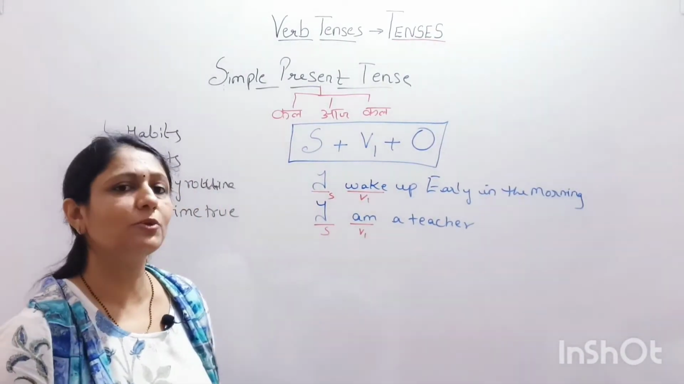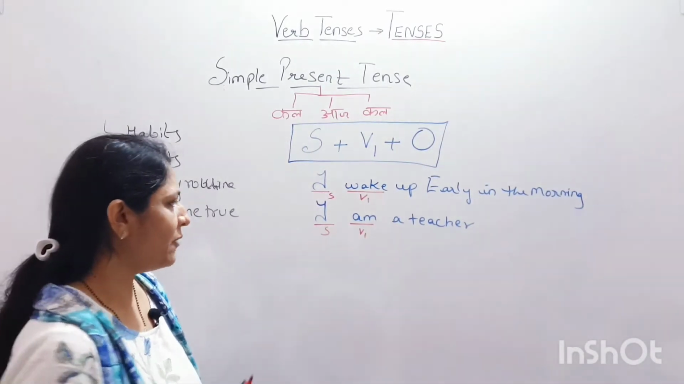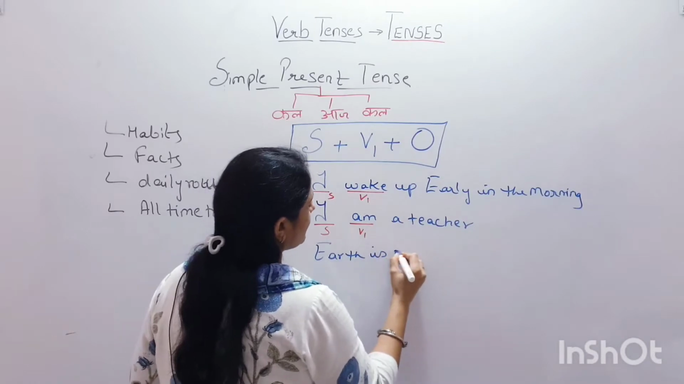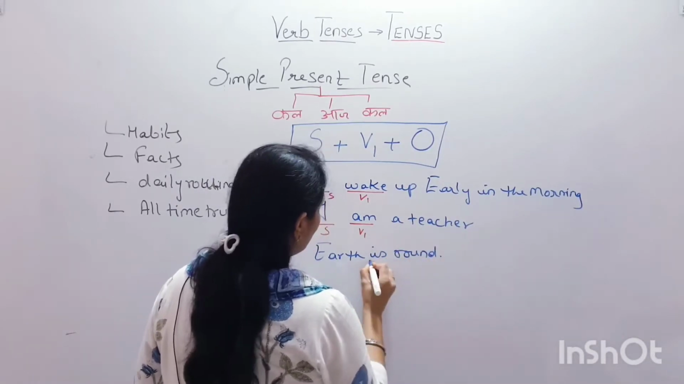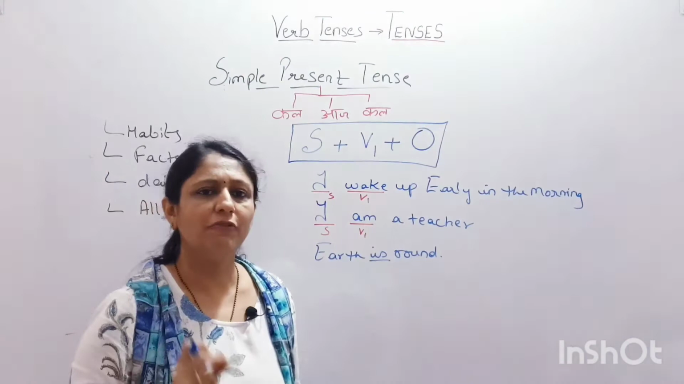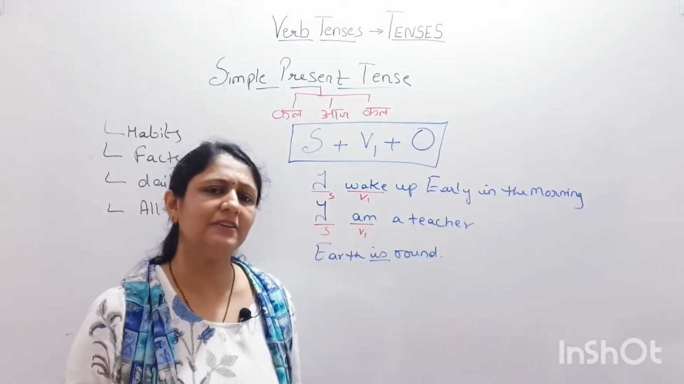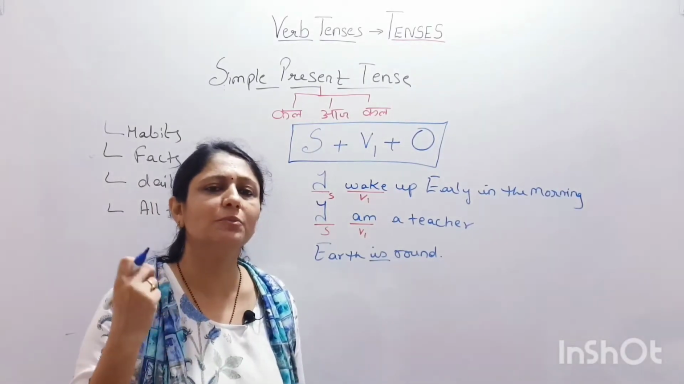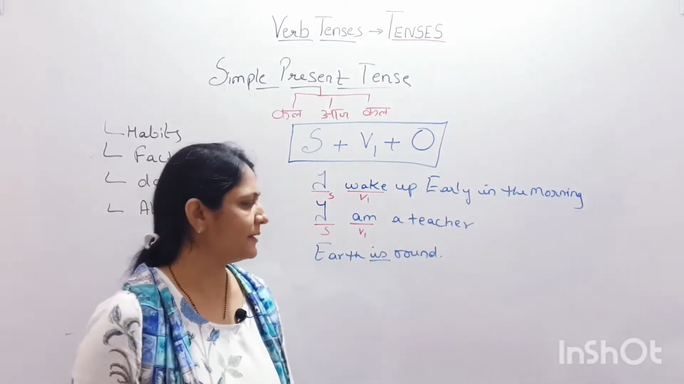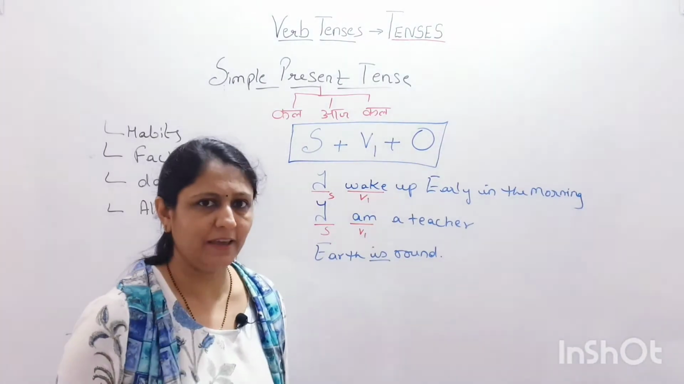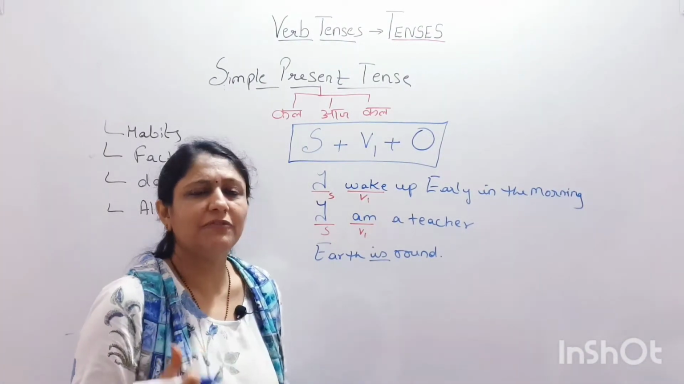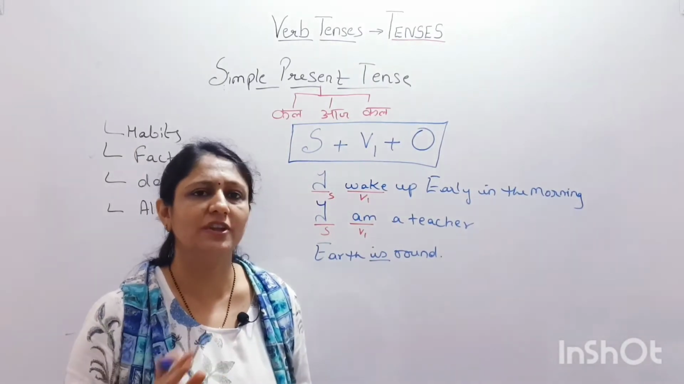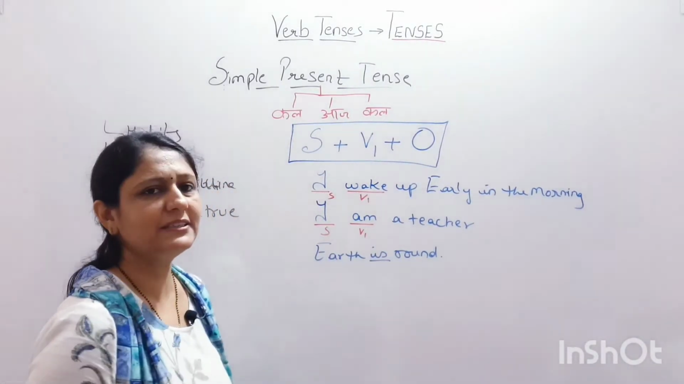Now there can also be a scientific fact. What is a scientific fact here? Earth is round, or Earth revolves around the sun. These are facts which can never change with time. Or you can also say water boils at 100 degrees Celsius. Then we can also say there's another fact, rose is red, nature is beautiful. All the things which never change come under this category.